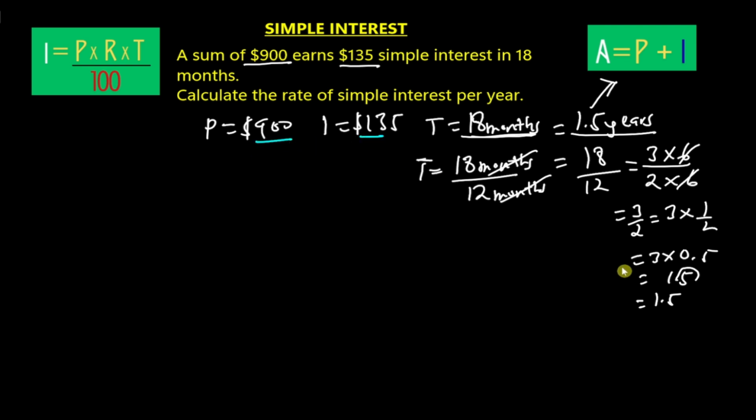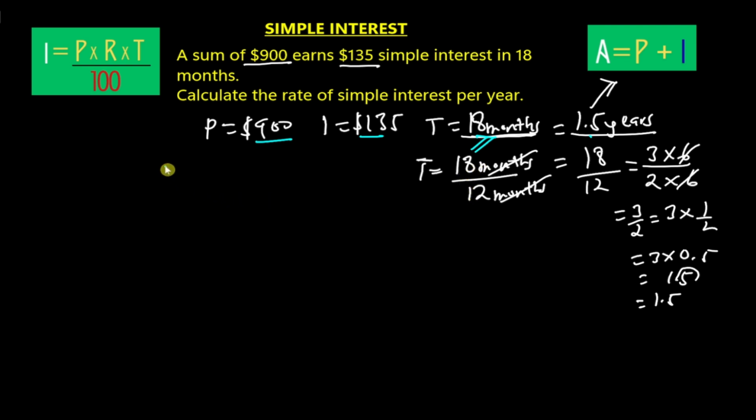Knowing the principal, knowing the interest, and knowing the time, we can just go ahead and find the rate. But always check the time before, because sometimes the time will be given in months and then you have to convert it into years. Whenever you want to convert the time to years, divide it by 12.